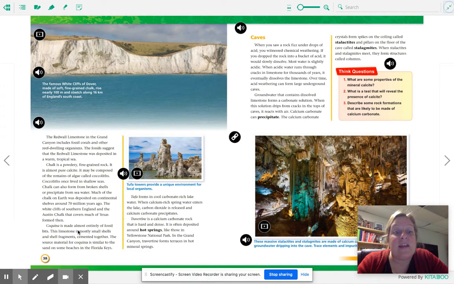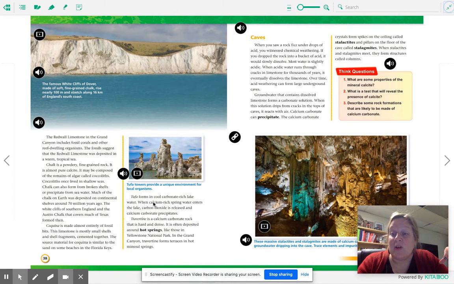Another form is coquina. Coquina is made almost entirely of fossil bits. The limestone is mostly small shells and shell fragments cemented together. Cementation, another aspect of sedimentary rocks. The source material for coquina is similar to the sand on some beaches in the Florida Keys. It is, again, remnants of these shells.